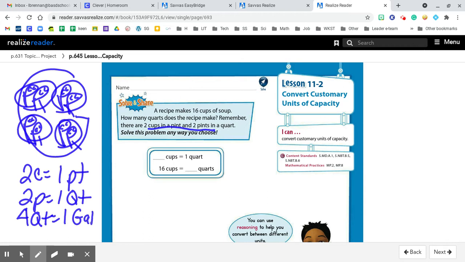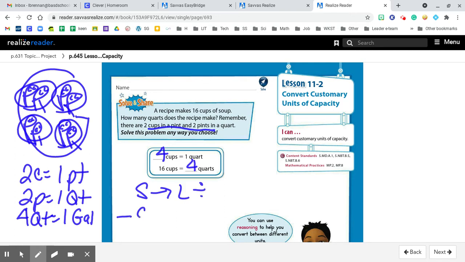So how many cups is in 1 quart? When we look at our cue, we can see we've got 4 cups in a quart, and we've got how many? 16 cups. I have 4 quarts, which is 1 gallon. So we're going from smaller to larger, larger to smaller. Cups are smaller than a quart, so it's smaller to larger. Remember, our smaller to larger, we divide.